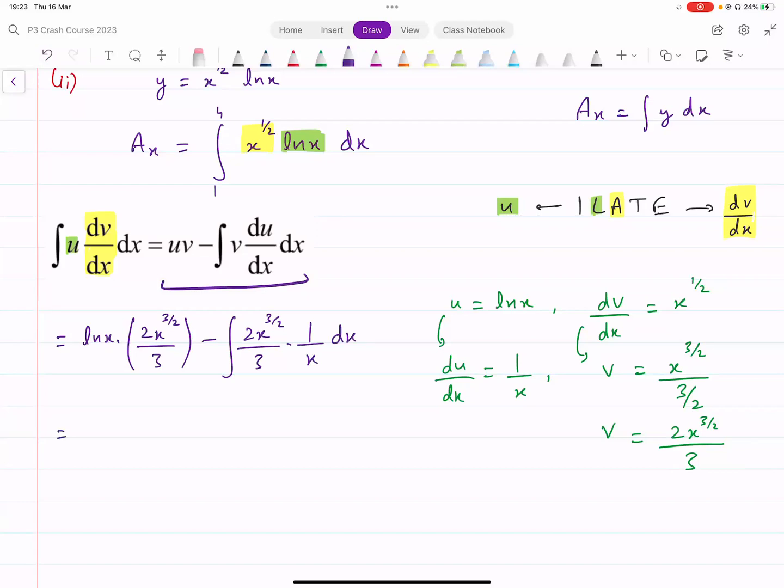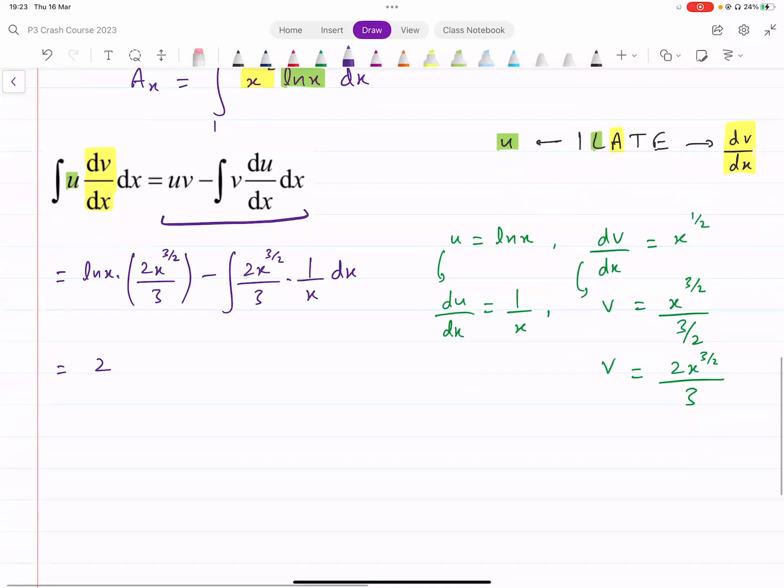Now, the first part turns out to be 2x raised to power 3 over 2 over 3, and with that, we have ln x. Now, this is an integration that we have to do. We can write the constant outside, 2 over 3. That's just multiplying, so we could write that outside to make things simpler. Inside the integral, what do we have? x power 3 over 2, and then minus 1 from the denominator. That becomes x raised to power 1 over 2. We just need to integrate this with respect to x.